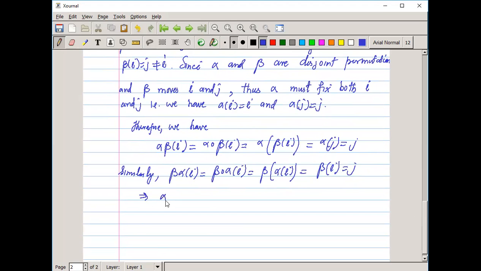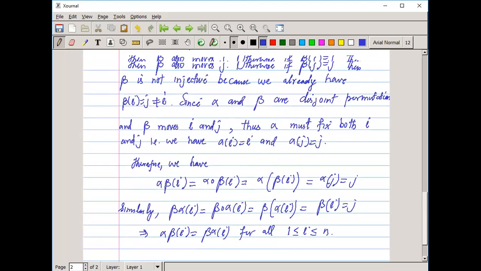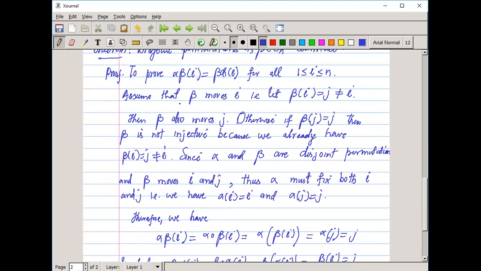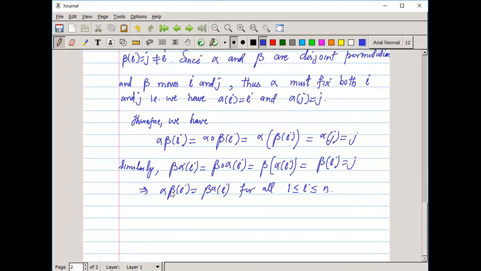So this means that alpha beta of I is equal to beta alpha of I for all 1 less or equal to I less or equal to n. Therefore alpha and beta commute when beta fixes I. We assumed here that beta moves I, therefore when beta moves I, then alpha beta I is equal to beta alpha I.